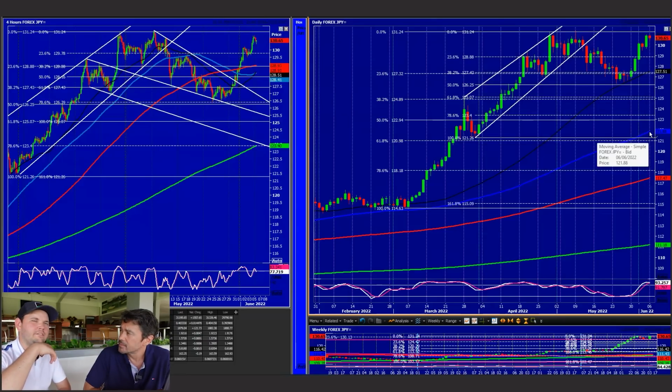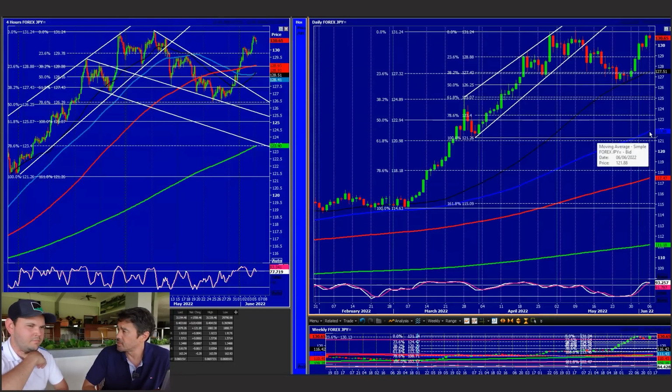So if I get this right, the sizing won't change whether we have a negative on the weekly chart or not, but the target will change. Yeah, good point. If we get something more negative on the weekly chart, then that will give me some sort of confirmation that the double top is in place.